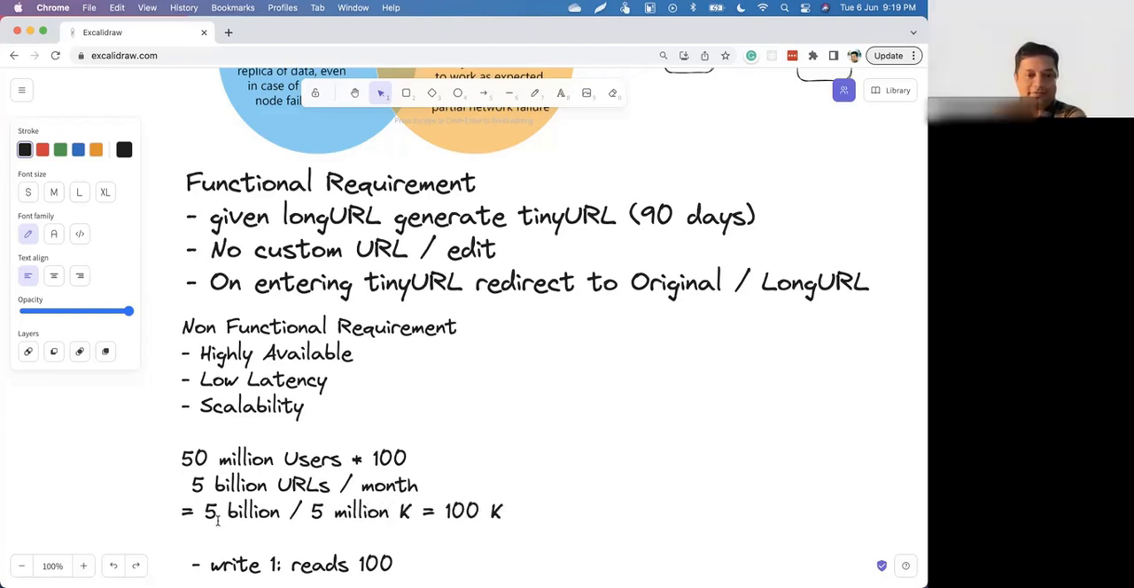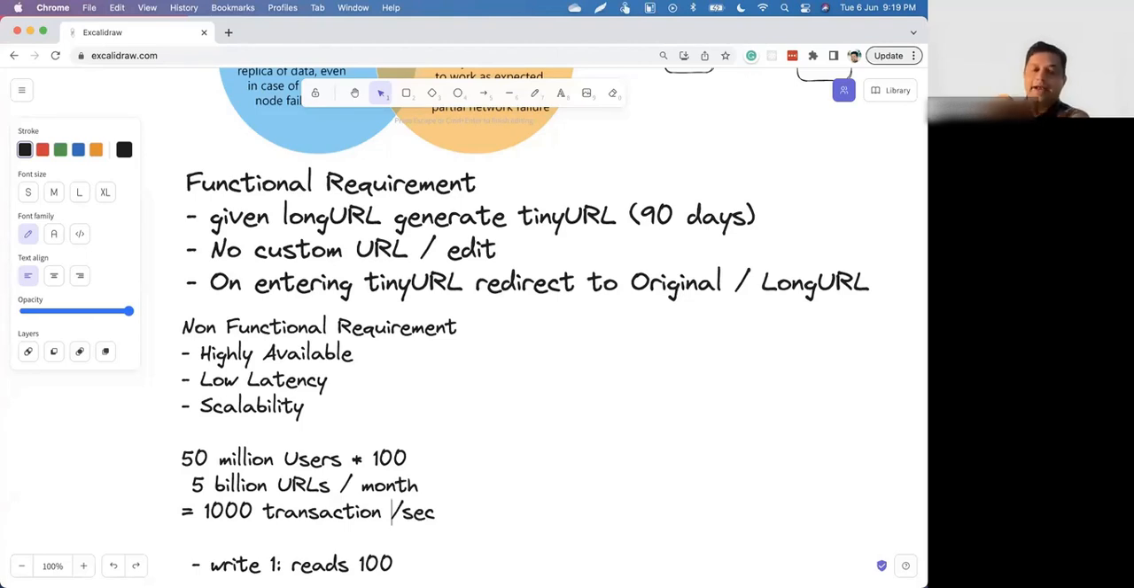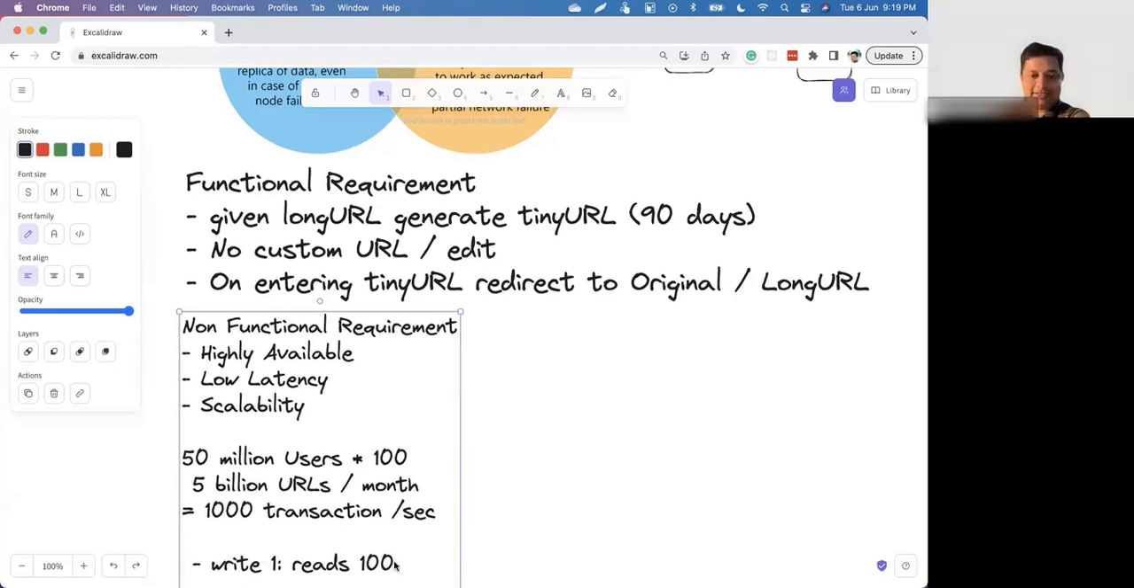So you have transactions, how many? 1,000 per second. Transactions per second, correct? And read transactions, how many read transactions? 200... 100,000, right? 100,000 read transactions.